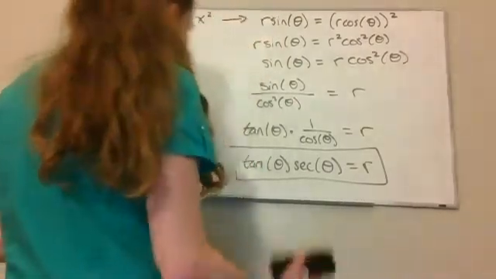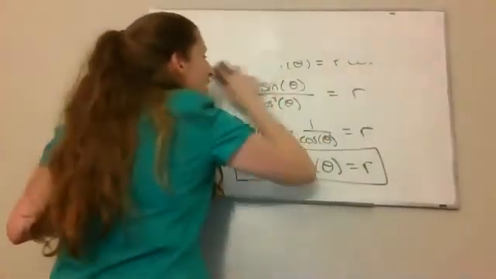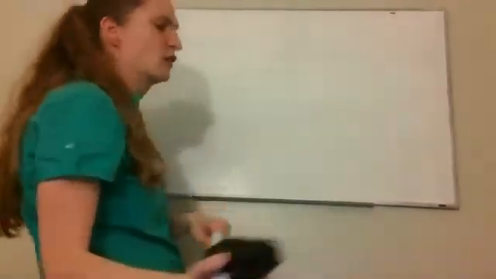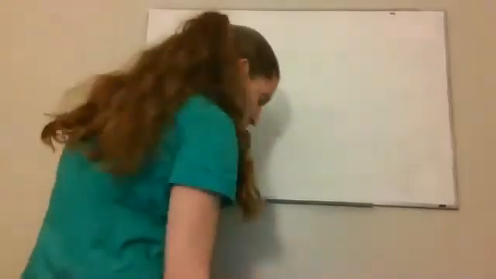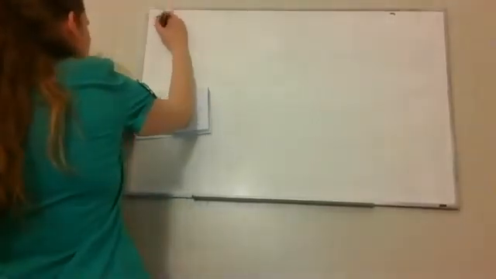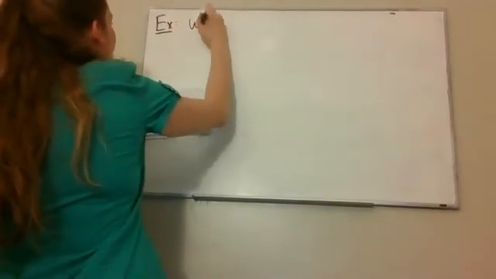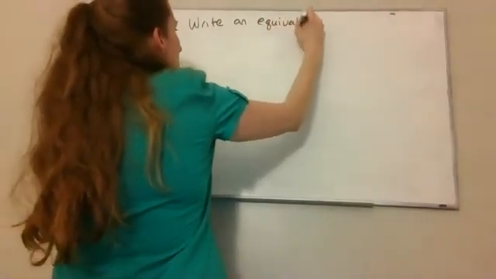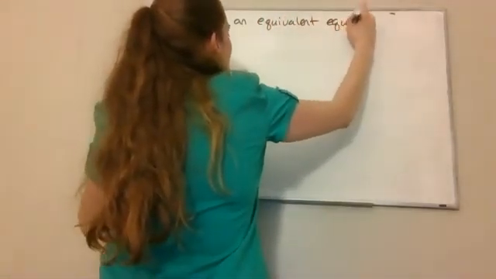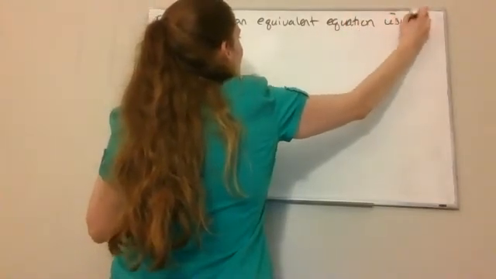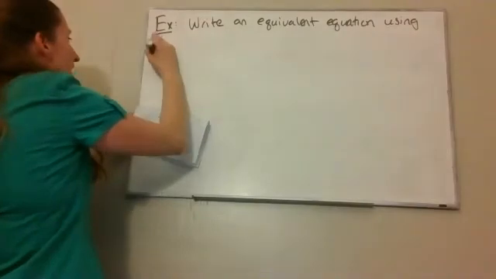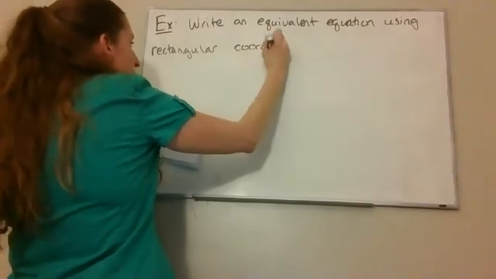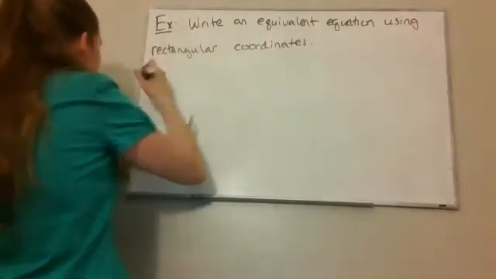Let's do some more examples. No, actually, we're going to take polar equations and convert them to rectangular equations, just to show you that we can do this both directions. So let's write an equivalent equation using rectangular coordinates. I'm going to rewrite my equation so that they have x's and y's.